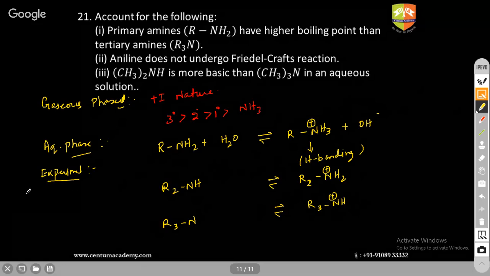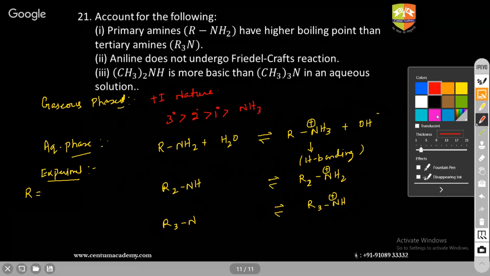It has been observed that if R is the alkyl methyl group CH3, then the order of basicity is found to be secondary amine maximum, then 1 degree, and then 3 degree. But if R is any other group other than methyl, a higher alkyl group like ethyl, propyl, butyl, whatever it is, then the order is found to be secondary maximum, then tertiary, and then 1 degree.